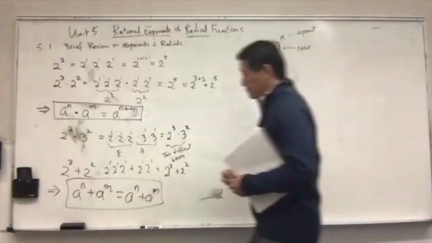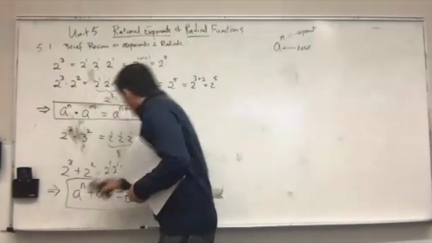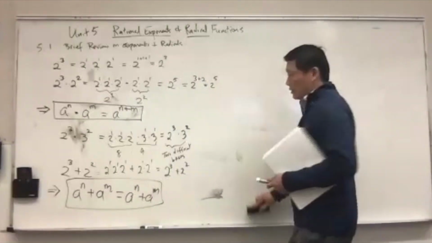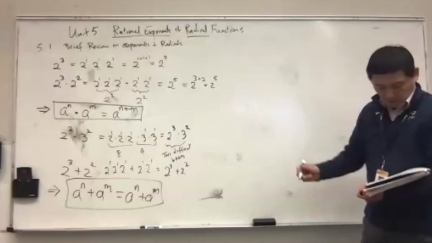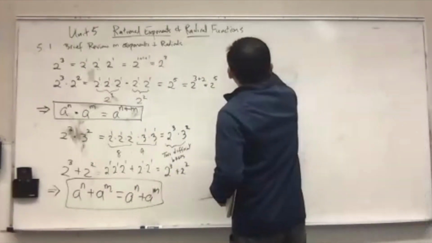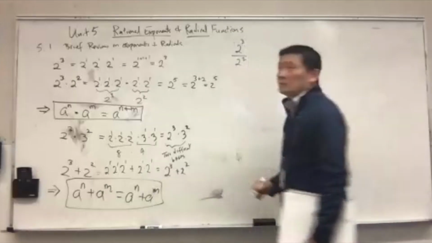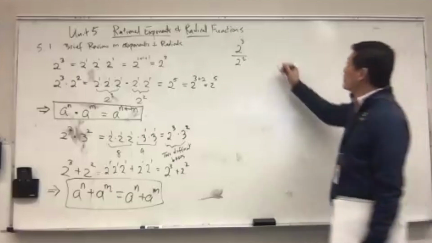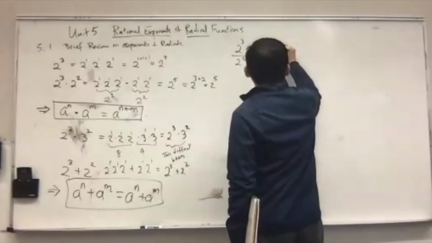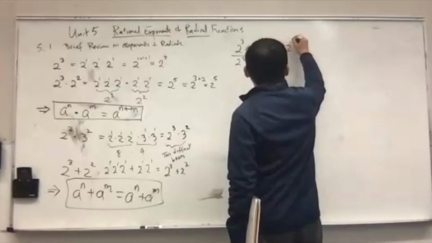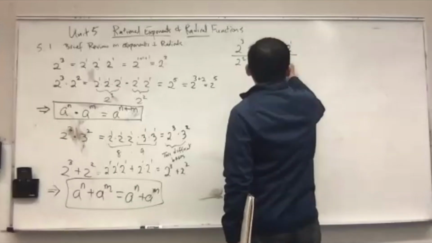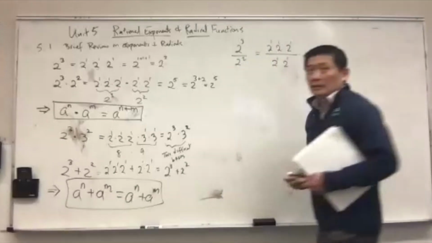The next one. We're just gonna keep building this up, okay? 2 to the third power divided by 2 squared. This is 2 times 2 times 2 over 2 times 2, right?